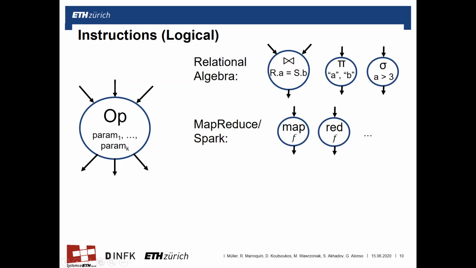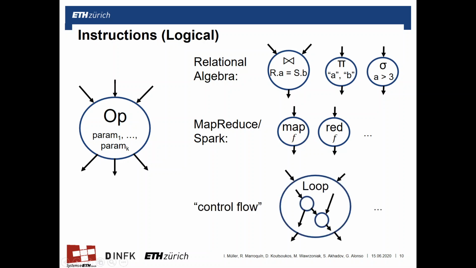We can do the same for MapReduce and Spark-like frontends, where we represent the higher order functions as instructions that can be parameterized by a first order function. And finally, we can even define operators for control flow like structures. Here we see a loop operator where the loop body is represented as a nested program or nested query plan that is given as a parameter to the loop operator.